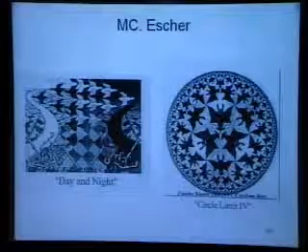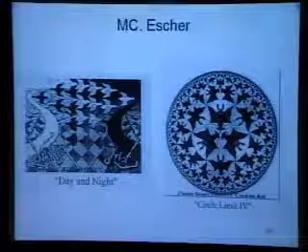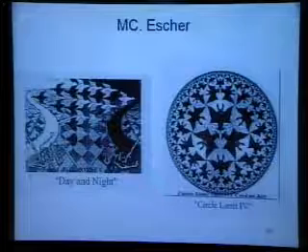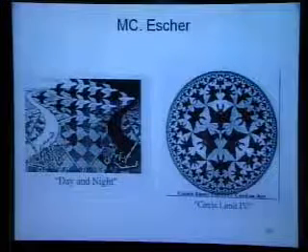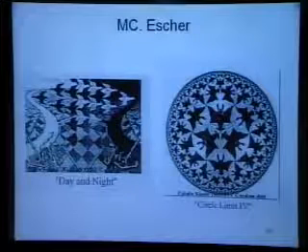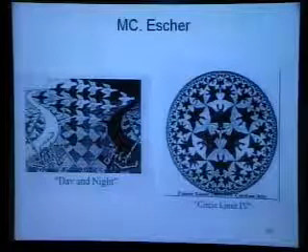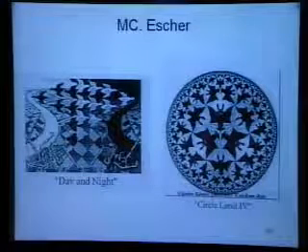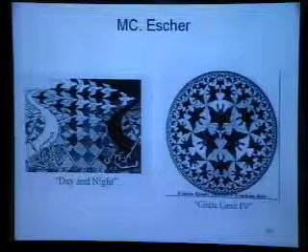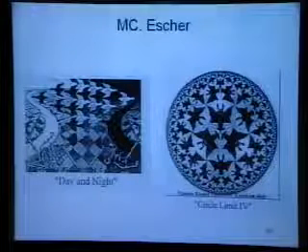Here we have another Escher painting, Circle Limit 4, in which you can see white angels against a black background, or you can see black bats against a white background. Again, the information isn't sufficient to tell you what it is. Is it a picture of angels or is it a picture of bats?